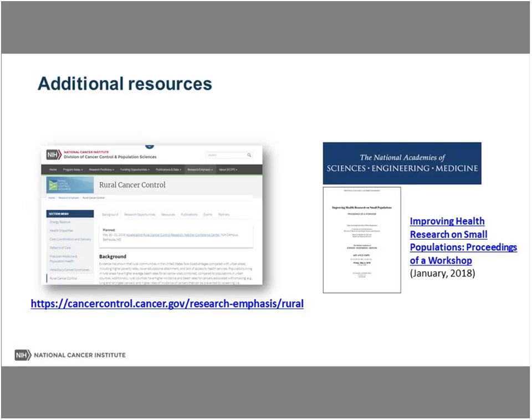Here are some additional resources. We did a workshop by the National Academies of Sciences, Engineering, and Medicine on improving health research on small populations, and the publication is out, which is very relevant for rural cancer control. We also have a rural cancer control website where you can find more information about the meeting that we had and also other federal publications that would be relevant to the work that you're doing.